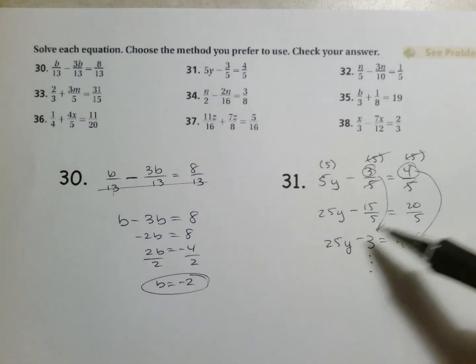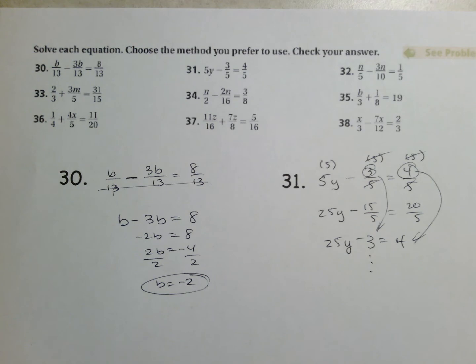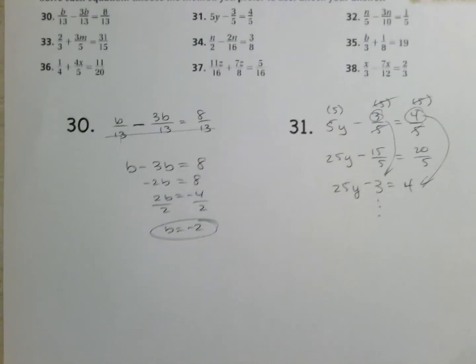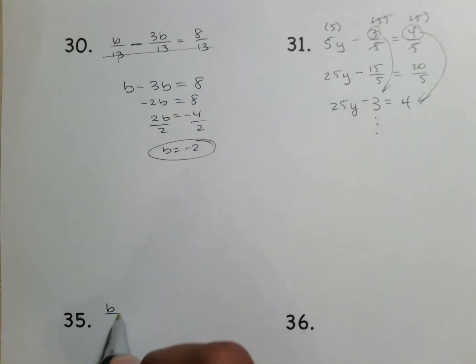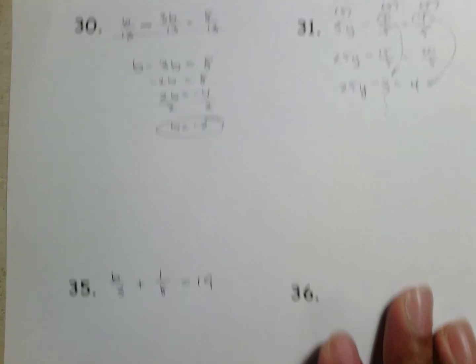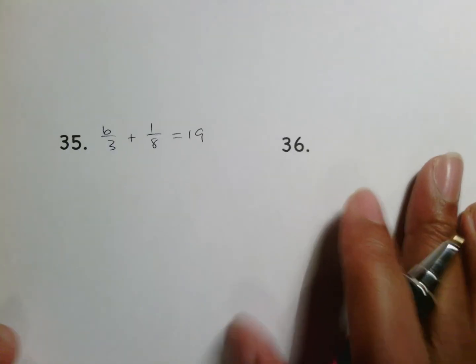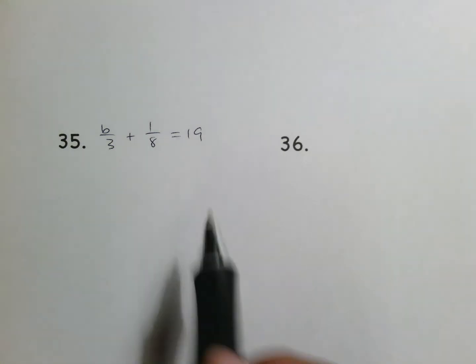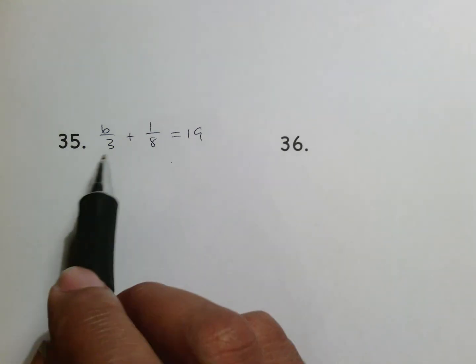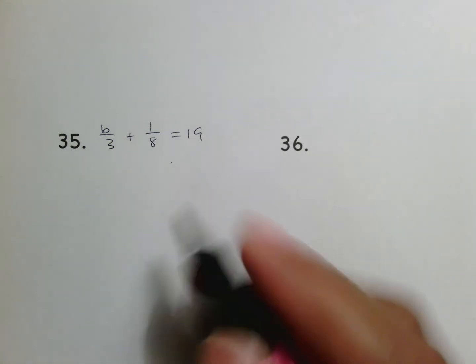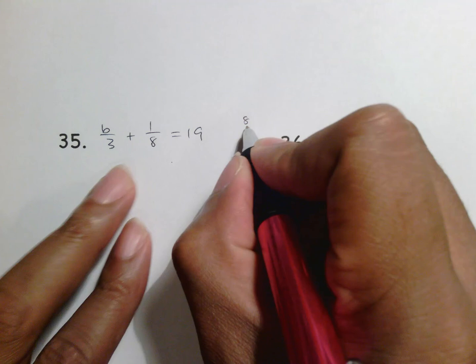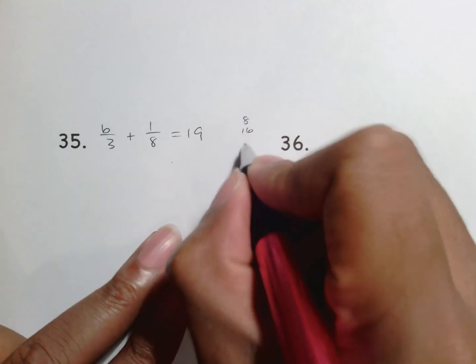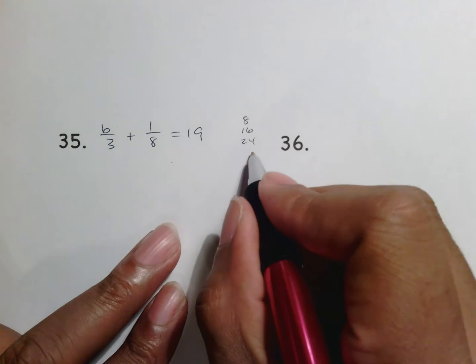The reason why I do this is because it doesn't always end up as nice as what you just saw. So let's look very quickly at 35, where we have b over 3 plus 1/8 equals 19. All you have to do is think about the fact that 3 and 8 meet at a certain number. Remember, common denominators that we discussed. 3 and 8, if you don't know, just count by the bigger number. 3 can't be 8, next number is 16. 3 can't be 16, next number is 24. So 24 is my number because 3 can go into 24.